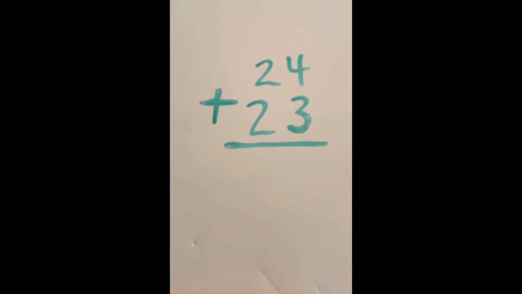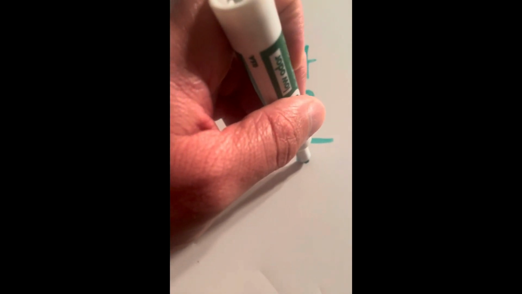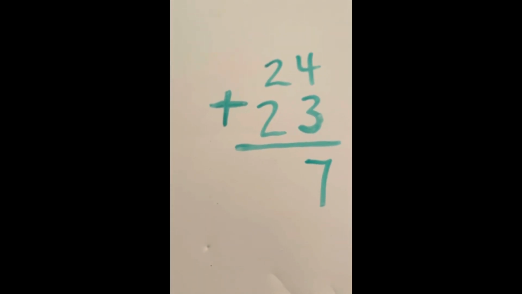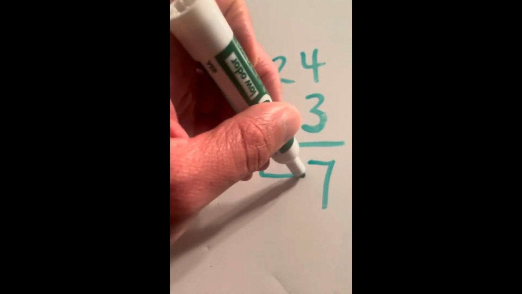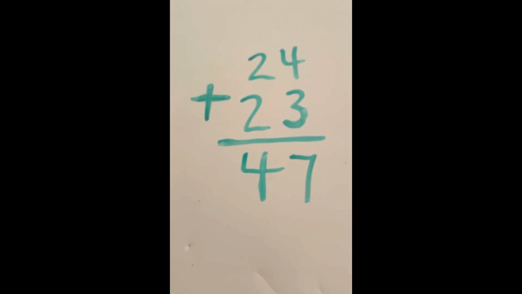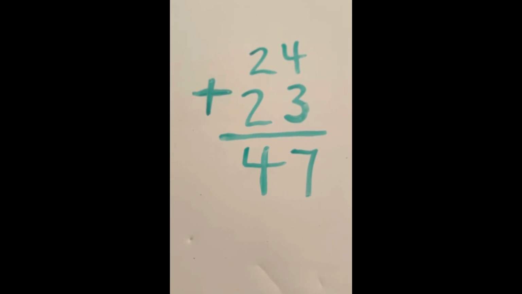Example 4, 24 plus 23, starting with the digits in the ones place. 4 plus 3 equals 7. Now going to the tens place, 2 plus 2 equals 4. We have our final answer, 24 plus 23 equals 47.